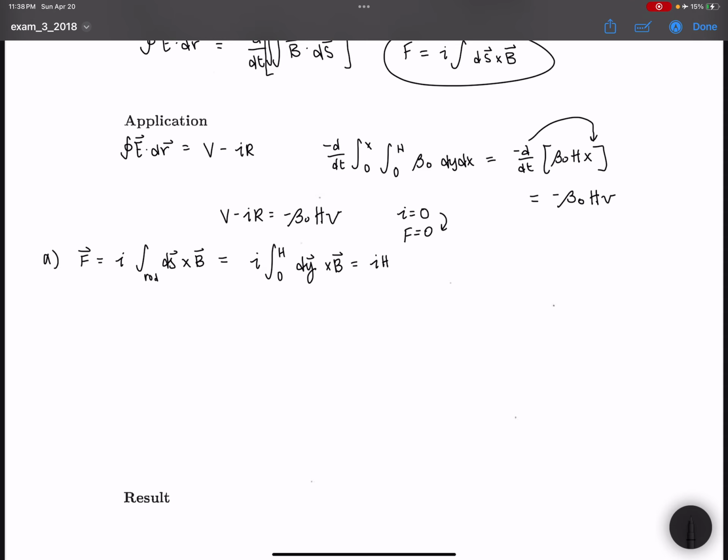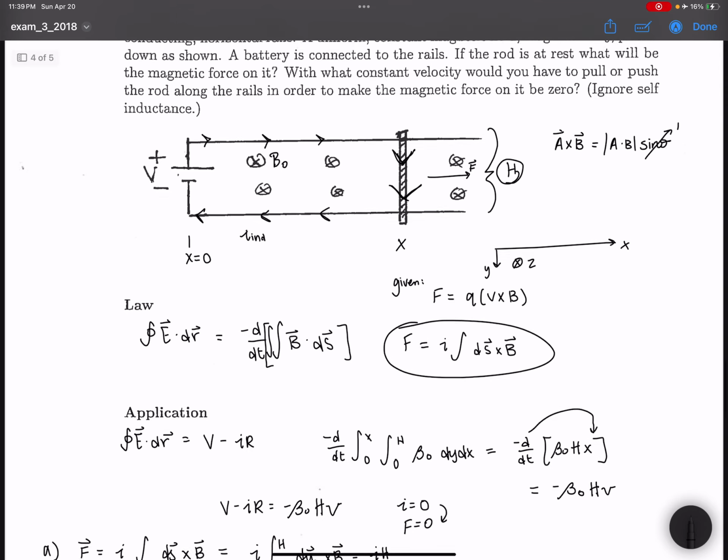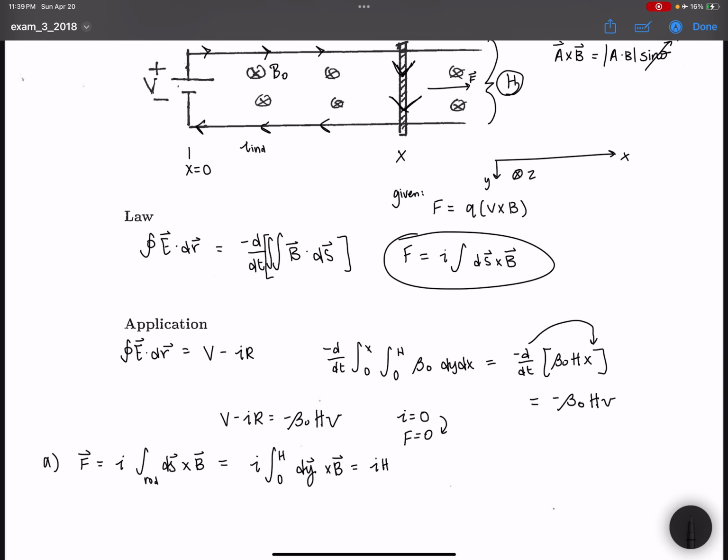a vector cross b vector equals the magnitude of a times the magnitude of b times sine of the angle between them, which is 90. Since they're perpendicular, the sine would just be 1. And so in our situation, dy cross B is perpendicular, so we can just say it's 1 times dy times B.